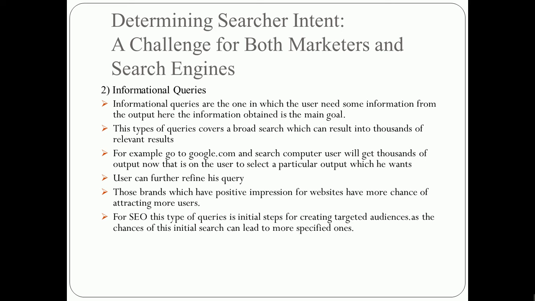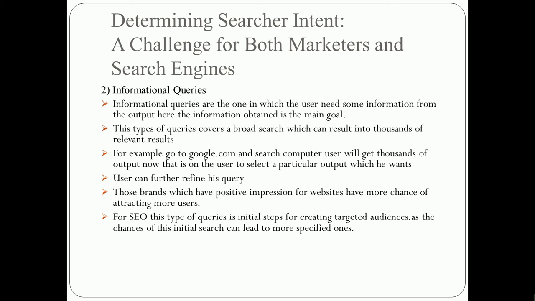They don't know the website. If they knew it, then they would find it directly. If they don't have a website, then the goal is only to get the result or information. This type of query covers a broad search which can result in thousands of relevant results, so many users are searching on the internet. For example, go to google.com, search computer users, and you will get thousands of outputs.